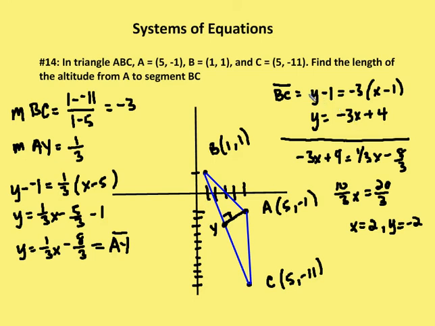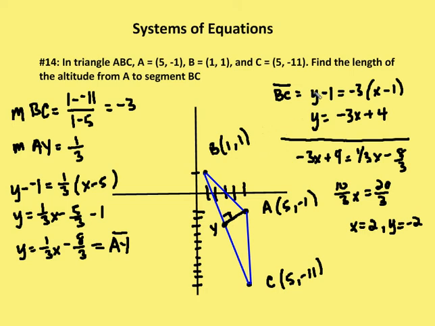Next, we're going to find the equation for BC. Again, we take the slope of -3, and we can choose either B or C as our point. We write it out in point-slope form. In this case, I'm going to choose B. y minus y1 is equal to the slope, or -3, times x minus x1, which in this case is 1. I rewrite it in slope-intercept form, and I have the equation y is equal to -3x plus 4. Now I have these two equations for these two segments.